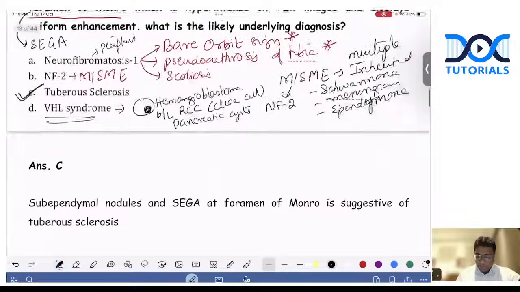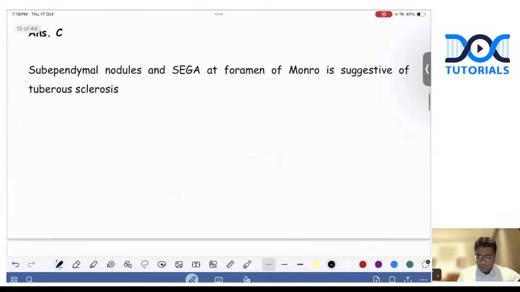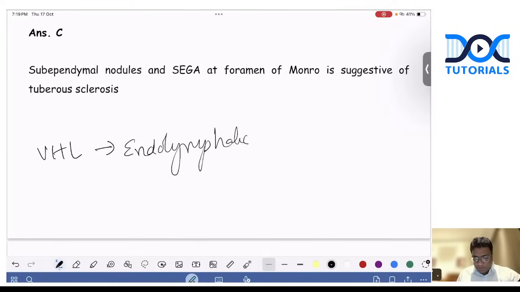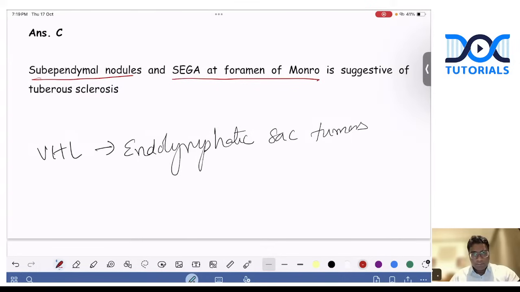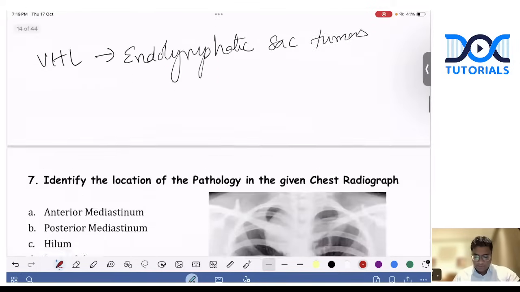And in von Hippel-Lindau syndrome, I also want you to remember one ENT tumor. Can you tell me what ENT tumor you will have in von Hippel-Lindau syndrome? There will be associated endolymphatic sac tumors, right? So this is von Hippel-Lindau syndrome. So the answer for our question, which had the nodules projecting into the ventricle, a SEGA, subependymal giant cell astrocytoma, and foramen of Monro, all of this is tuberous sclerosis.